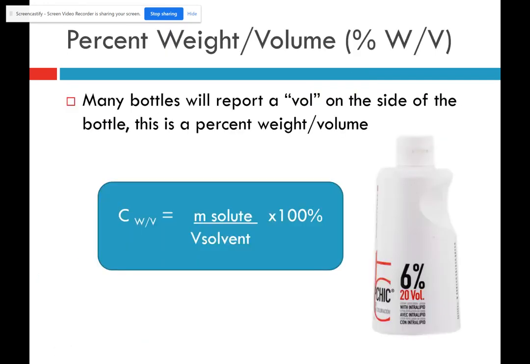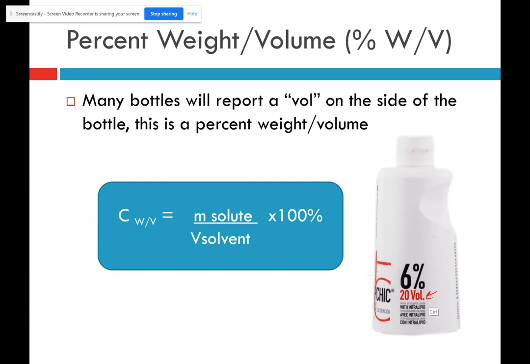That's not always reported though. We can also report in something called a weight by volume, okay, and often what we're going to see this is written as w/v on the side of a solution. And that just represents percent weight by volume. This is how much weight of solution, so that's going to be measured in grams, okay, is in a certain volume of solution. Okay.